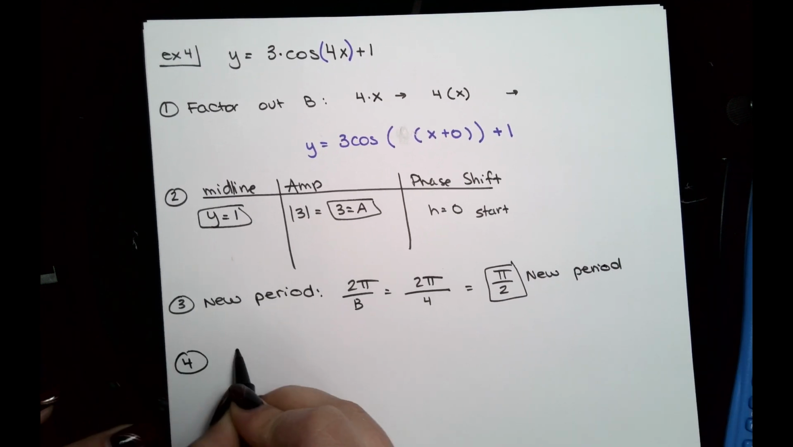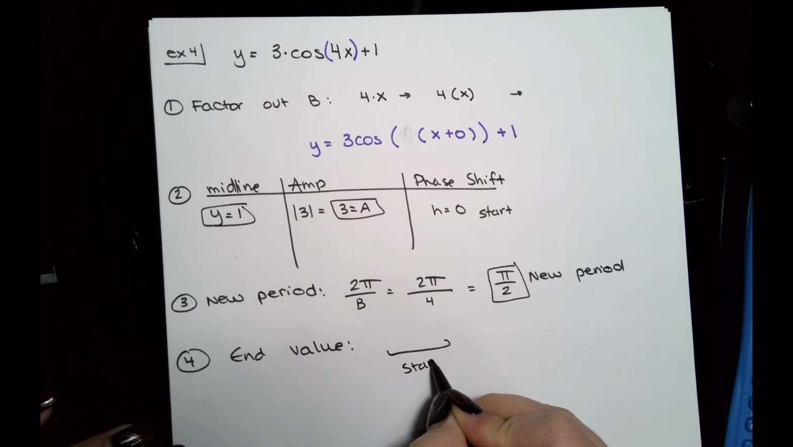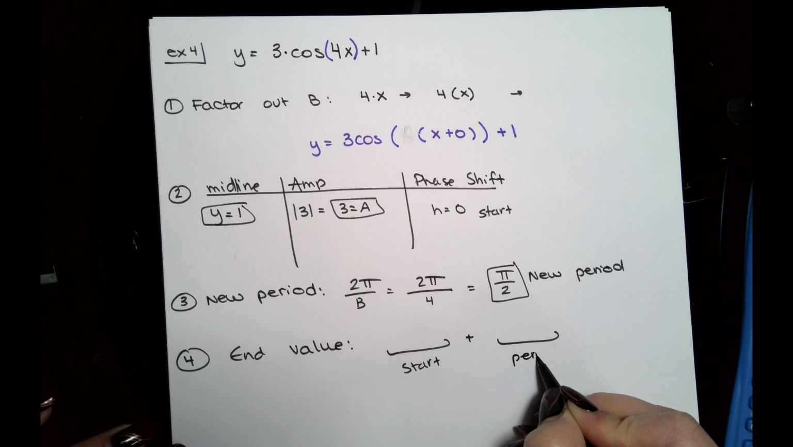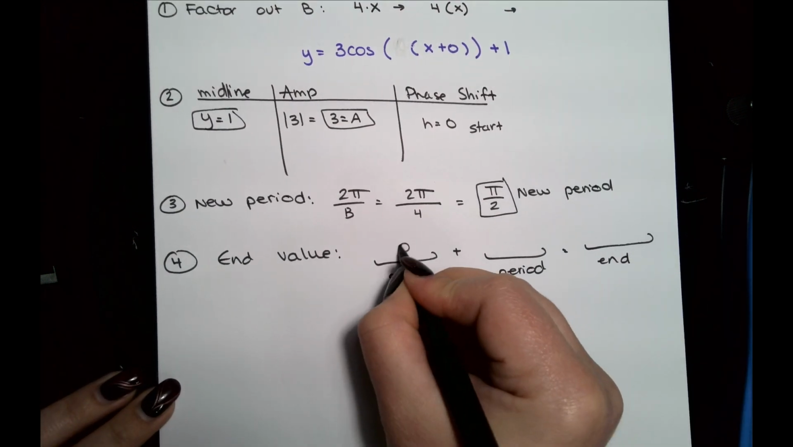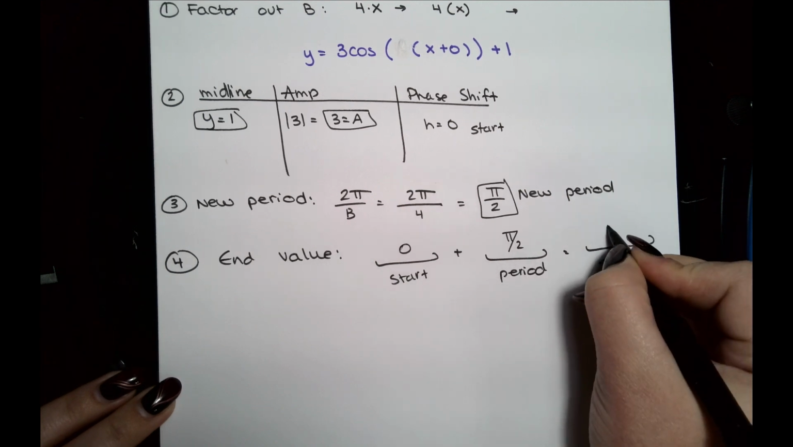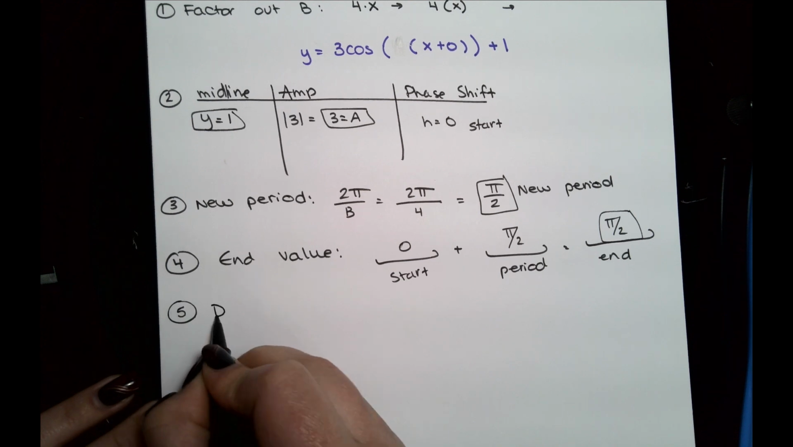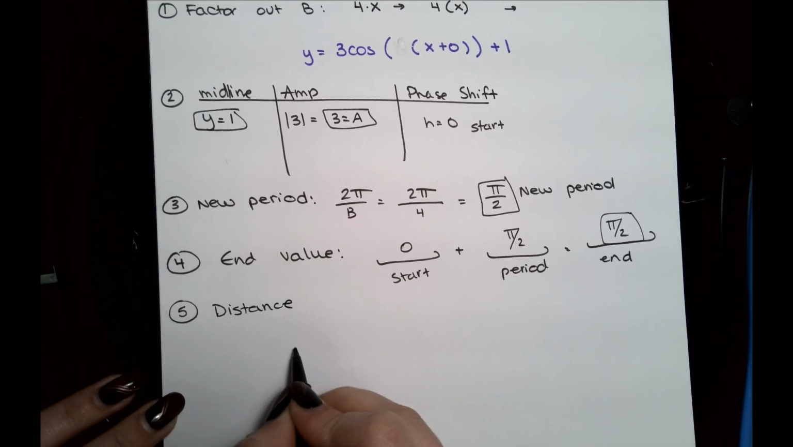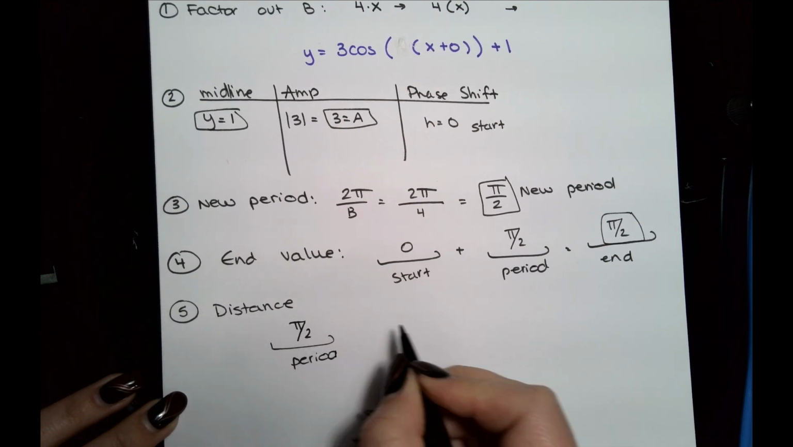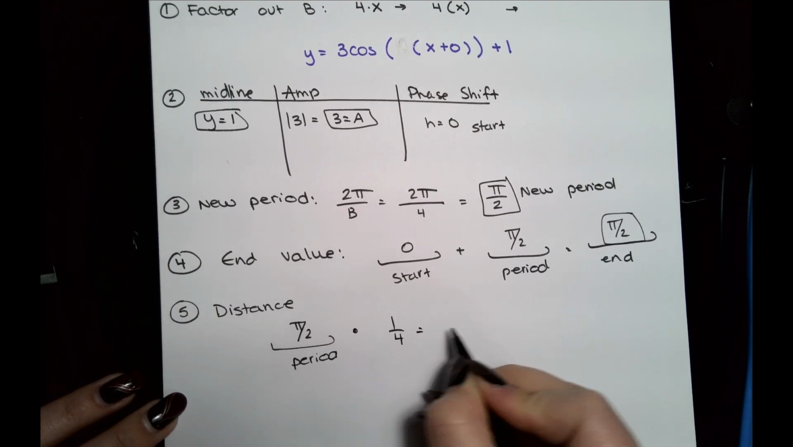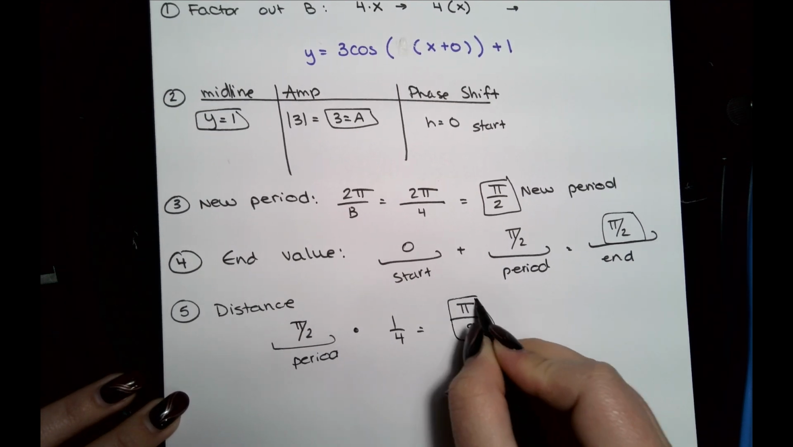Step number 4 is our end value. Our end value is our start plus your period, and that's your end. Our start value was nothing, 0. Our period is pi halves, so we end at pi halves. Step number 5 is our distance. We take our period of pi halves and we multiply by 1/4. Remember, it's always 1/4. So we have pi, 4 times 2 is 8. This is our distance.